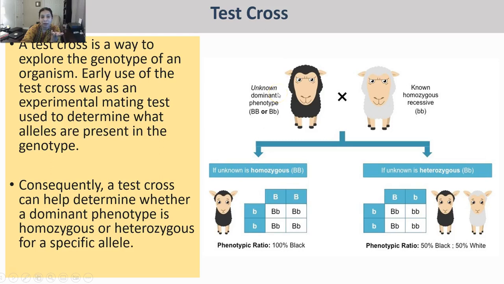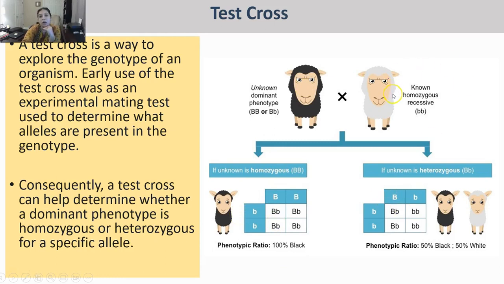So it's a black sheep. We don't know if it's a homozygous or a heterozygous black. We cross it with a known true breeding recessive colored sheep. In this case, it is a white sheep. And when we cross it and we look at the phenotypic ratio, if our unknown is homozygous, every one of the progeny should be black sheep.